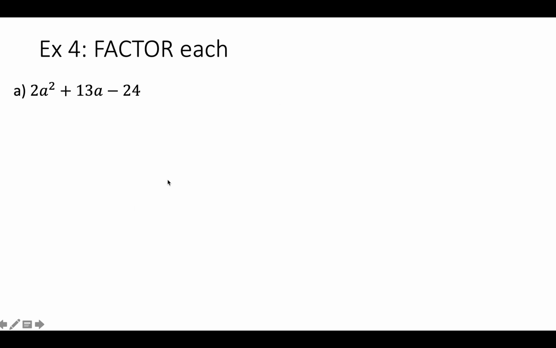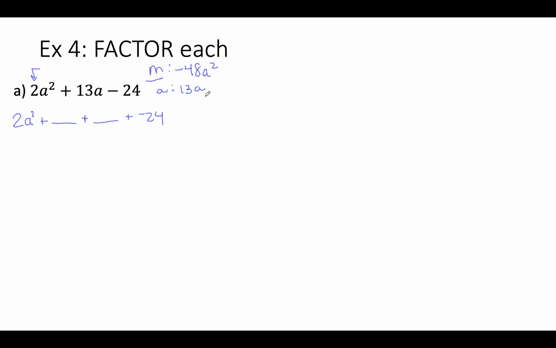All right, so let's look at example 4. So same thing. Is there a GCF? No. Is it 4 terms? No, but it is a trinomial. So this one has a number in front, so I cannot use that shortcut. So I'm going to keep the first term, change the middle, and keep the last term. All right, so these two terms have to multiply to give us 2a squared times negative 24, so negative 48a squared, and they have to add to give us 13a.